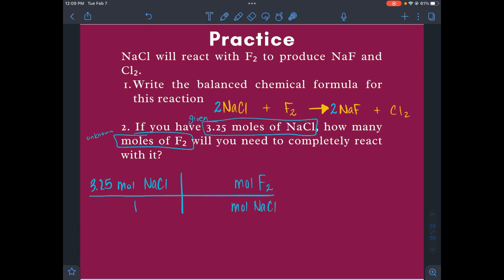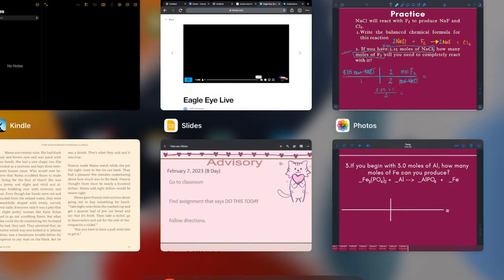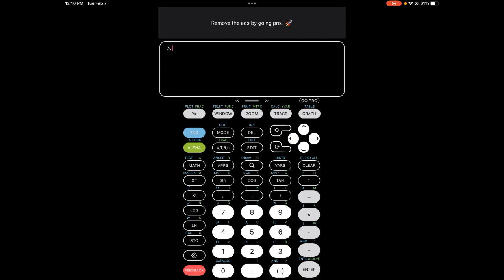Okay, I'm going to plug in numbers here on the mole-to-mole ratio with the coefficients. So fluorine F2 has a coefficient of 1, and NaCl has a coefficient of 2. So that's going to be 1 on top for the fluorine and 2 on bottom for the NaCl. My moles of NaCl cancels, and so my math works out to be 3.25 times 1 divided by 2. Let's pull up our calculator. 3.25 divided by 2 is 1.625.